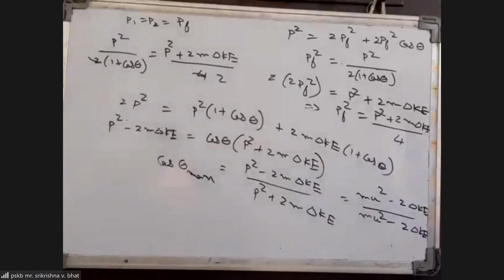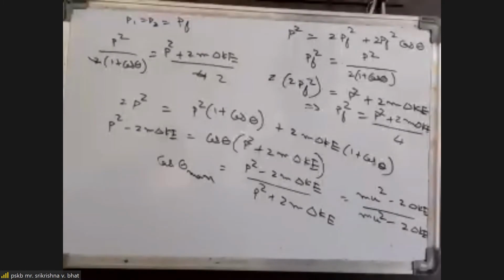Sir, by this equation we are getting that theta should be always less than 90 degrees. It should be always less than 90 degrees. But how? Okay, we can't say this. I think we can't say that.